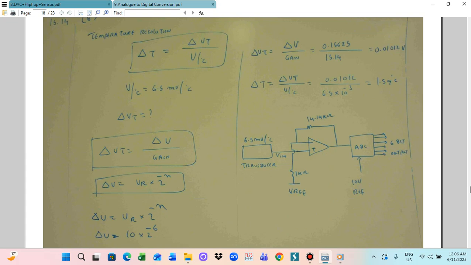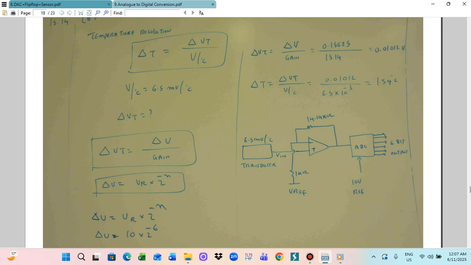Then we utilize the analog to digital converter, ADC. The ADC gets the 10 volt reference. Then the 6 bits come out. So this is 6 lines, the 6 bit output coming out. So that's the design of the circuit.